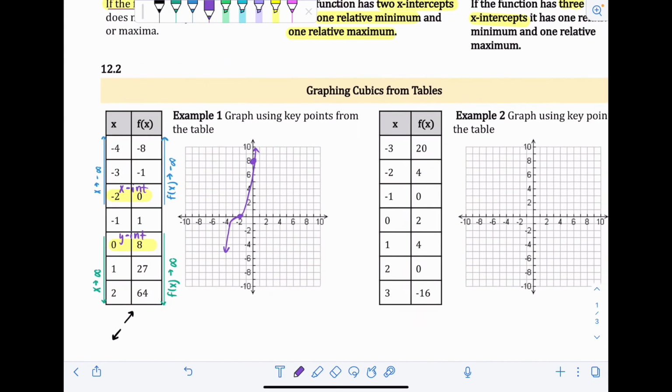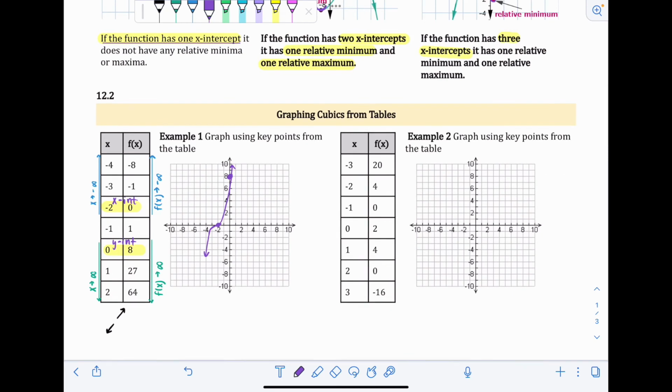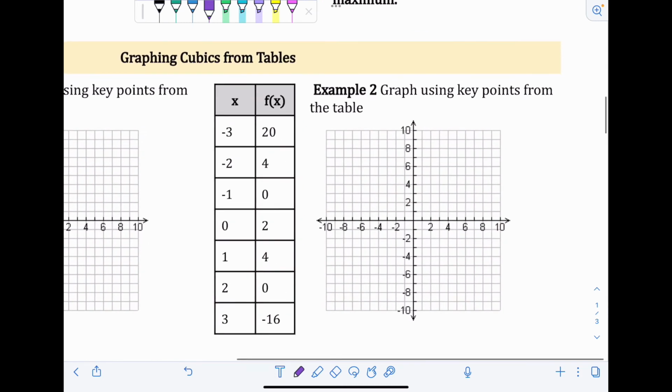And then for example 2, same thing. This is the same table from example 2 in 12.1, the first half of these notes. So we'll go through it the same way, figure out x and y intercepts and end behavior and so on. So we have a y-intercept right here because the x-coordinate is 0. I'm just going to go ahead and put that on the graph right away.